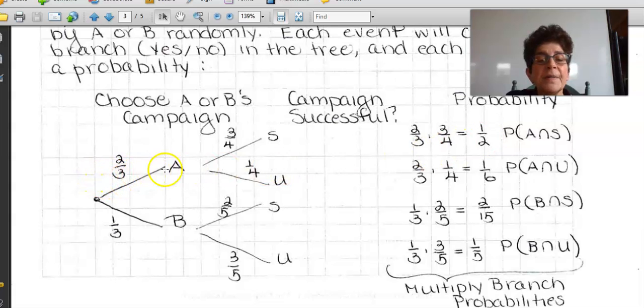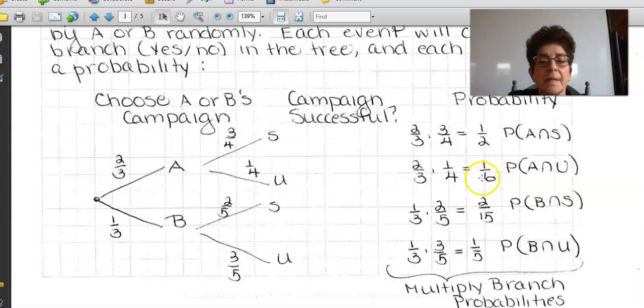Now what's important to remember is this 3/4 here is a conditional probability. It's the probability of a successful campaign given that A managed it. Likewise, this 1/4 is a conditional probability. It's the probability of an unsuccessful campaign given that A managed it. So to get the probability that I have a campaign by A that's unsuccessful, and realize I could have used not S here as well as U, I'm going to multiply 2/3 times 1/4, and that will get me a 1/6.